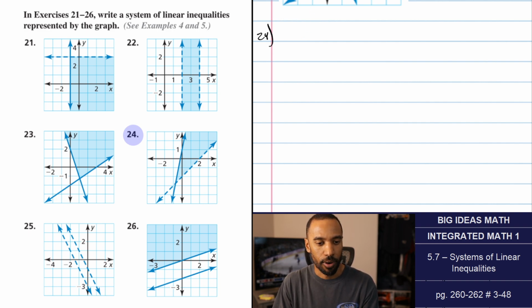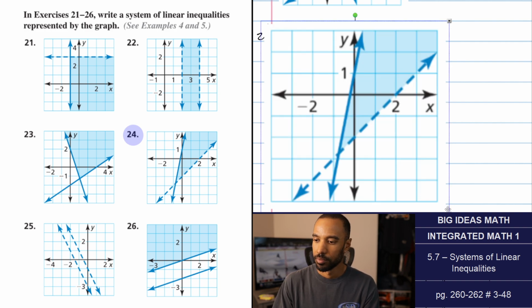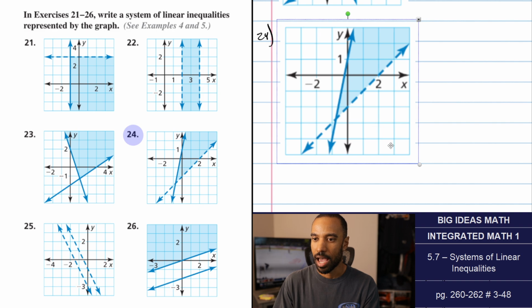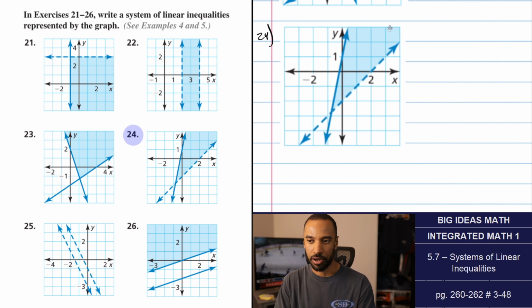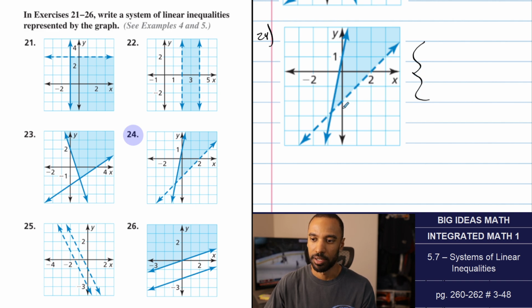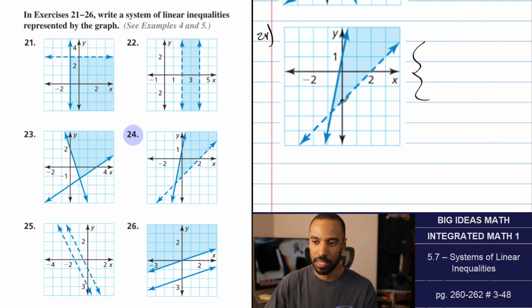Okay, number 24. I really think the shade above and below is a lot easier here than doing a point test. So hopefully it's really making sense how I'm going about it. Let's start with this first dashed line right here, which means it will not be equal to. Y-intercept of negative 2 and a slope of 1, up 1 over 1. And we are above it, strictly above it. Y is greater than 1x minus 2.